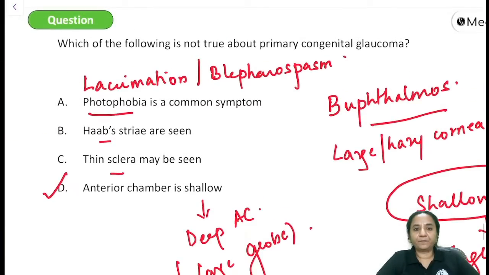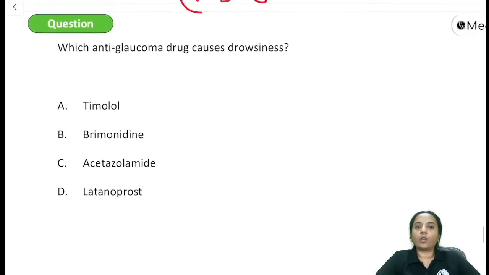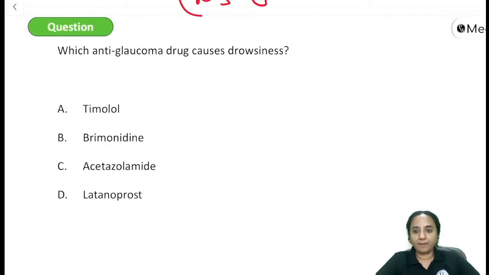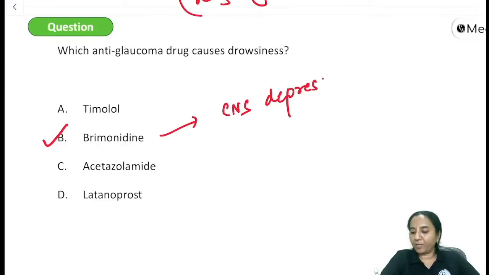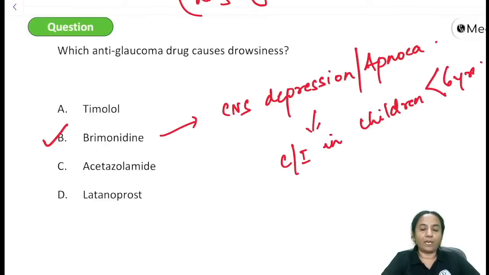Okay? Next question. Which anti-glaucoma drug causes drowsiness? The drowsiness is caused by brimonidine. Brimonidine has an important side effect. It causes CNS depression, which leads to drowsiness. It causes apnea. CNS depression, drowsiness and apnea, and that is why it is contraindicated in small children, that is, in children less than 6 years of age.